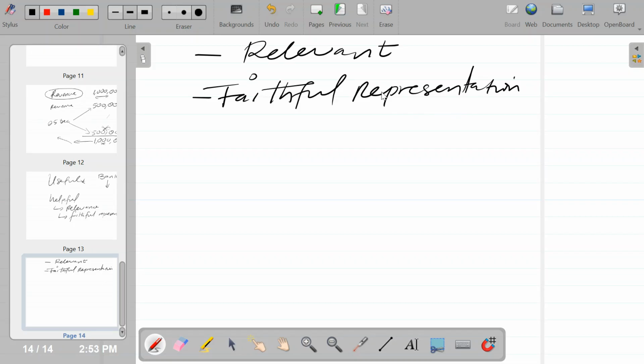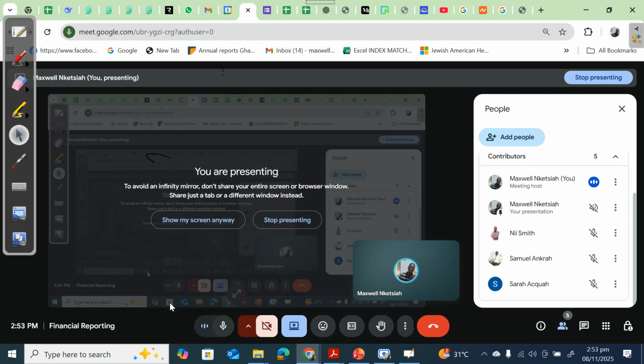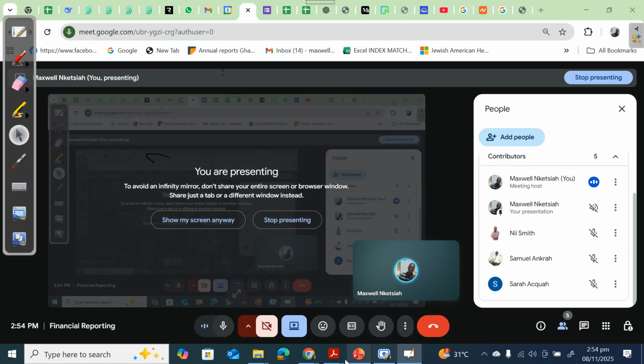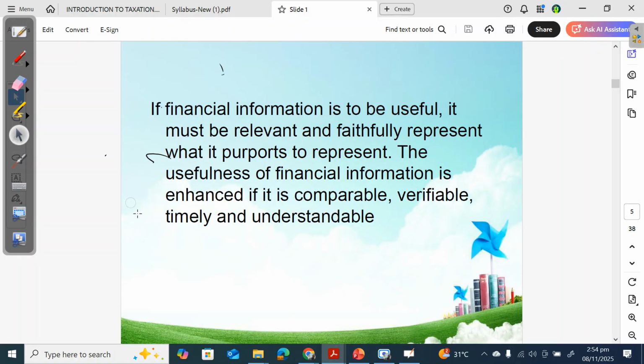Whatever is there is correct. If you say your bank balance is 1 million cedis, when we go into your bank account, we should see 1 million cedis there. Whatever you have stated, we should be able to vouch it. Yeah. So that is it for relevant and faithful representation. Okay.